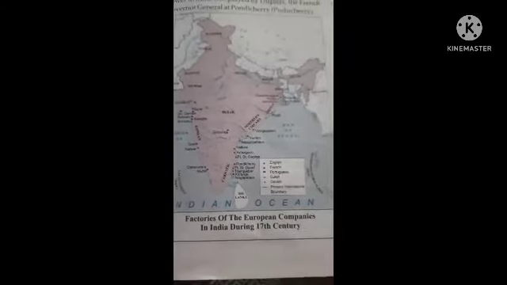Today I am going to tell you about your homework, home assignment, or project work, whatever you have to do. Like this is a map, you have to prepare this activity: Factories of the European companies in India during the 17th century. You have to take one political map of India.